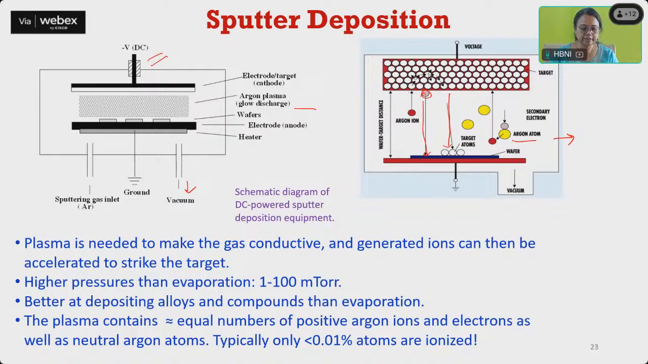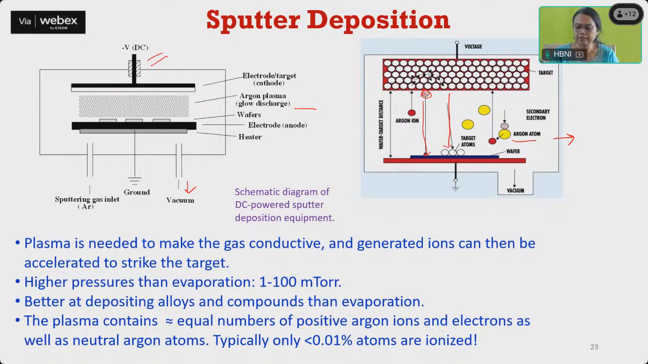So plasma is needed to make the gas conductive and generate ions, which can then be accelerated to strike the target. It needs higher pressure than evaporation. In evaporation we were going to 10 to the power minus 5, and here it is around 10 millitorr. It is also better at depositing alloys and compounds than evaporation.